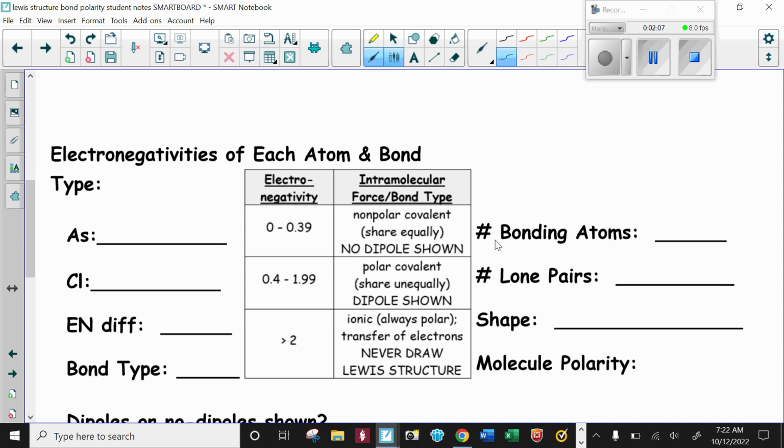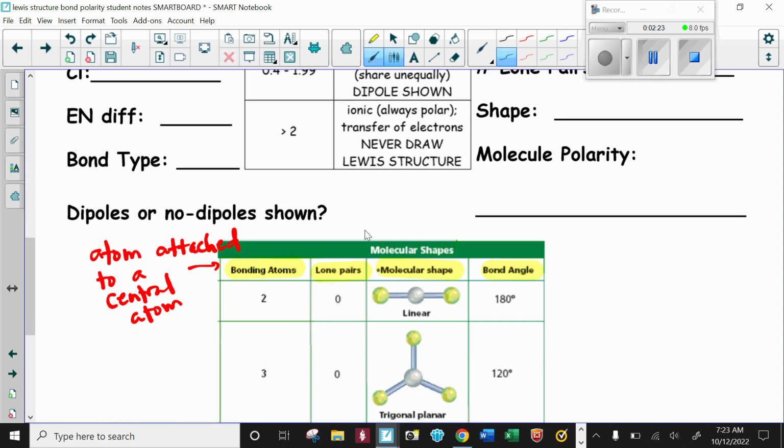So in our data table, we will see that there's something that says number of BA, that's the number of bonding atoms, and we just said there's 3 because we have 3 chlorine atoms that are attached to the central arsenic. Okay, according to that data table, we also need to know the number of lone pairs. But here's the thing about lone pairs. You only count lone pairs on the central atom, the one in the middle that everything's attached to.